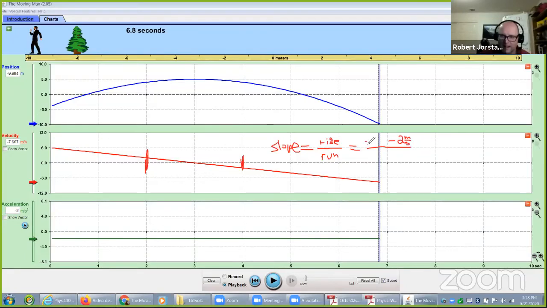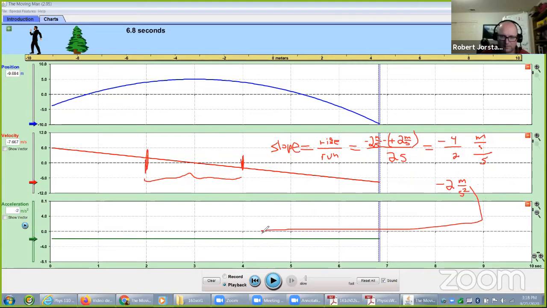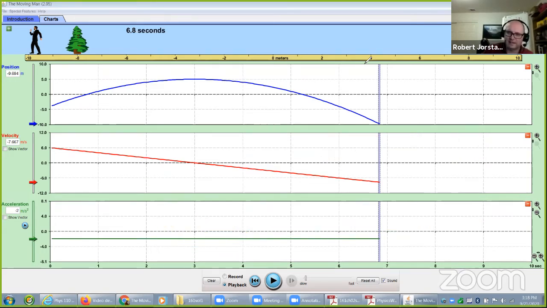So that's negative 2 meters per second minus, wait, this was positive 2, right? Minus a positive 2 all over the elapsed time here, which is 1 second, 2 seconds. So that's 2 seconds. What do we get? Negative 4 over 2. And then look at the units. I get meters per second, which is negative 2 meters per second squared. That's this value. Negative 2. All right, so there's the slope in case you needed that example.